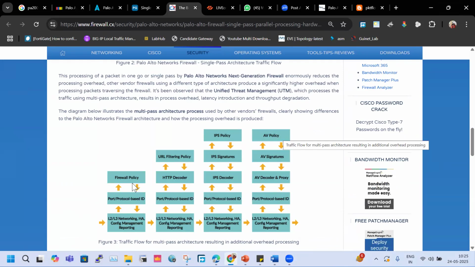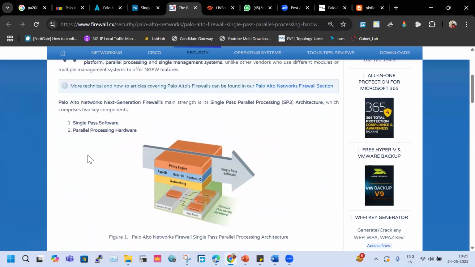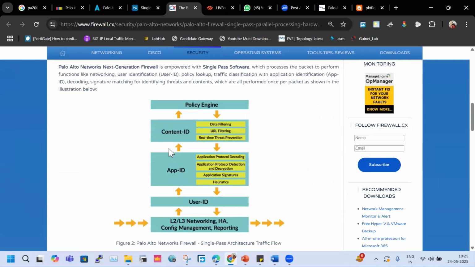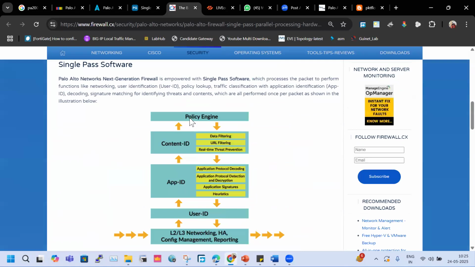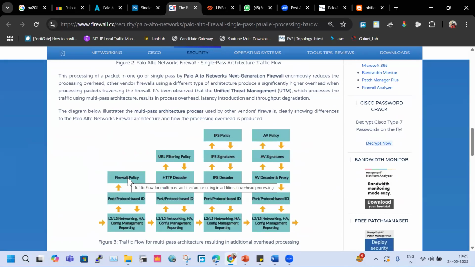First of all, it will do the policy lookup. Then it checks the URL filtering policy. In the next stage, it checks the IPS, then the AV protection, the AV signatures. This is how the Palo Alto firewall is different and stands out of the box. It does the content inspection in parallel, and it comes with single pass software features, so it provides you high throughput and low latency.